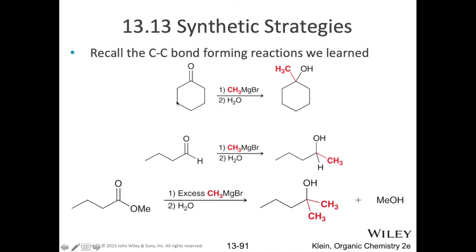Please note, of course, that with a ketone and an aldehyde, we use just one equivalent of Grignard, and we get that extra alkyl group. If we use an ester, and we use excess Grignard, we'll add two equivalents of that alkyl group to our carbonyl carbon, and we'll kick off that alkoxide leaving group as an alcohol. So something to keep in mind, again, if you're trying to make a tertiary alcohol that you see over here. Okay, a tertiary alcohol where two of the alkyl groups are the same.